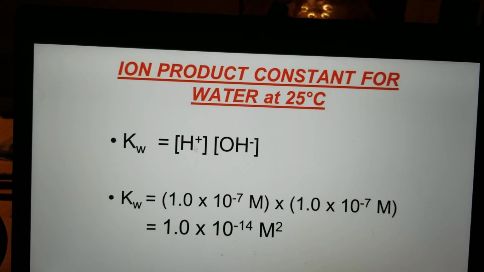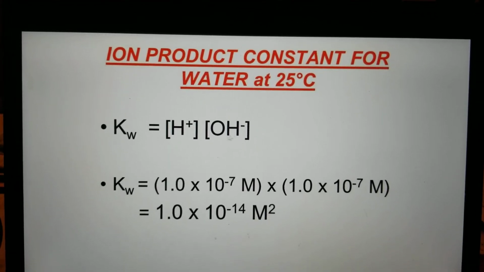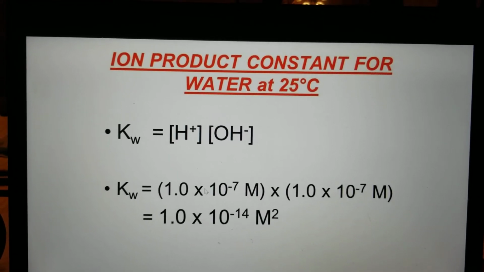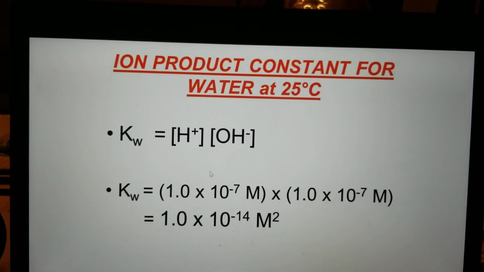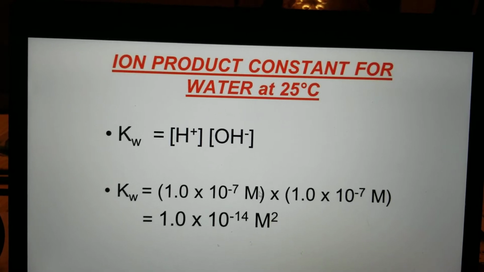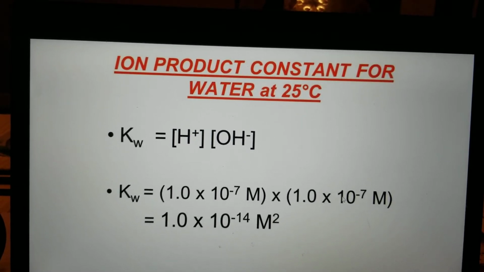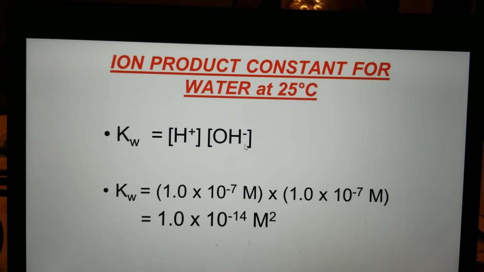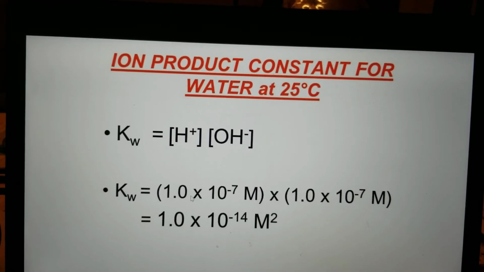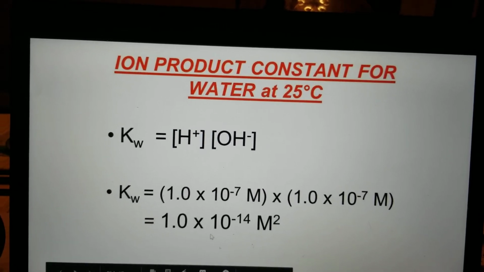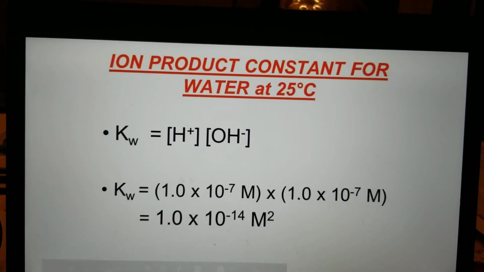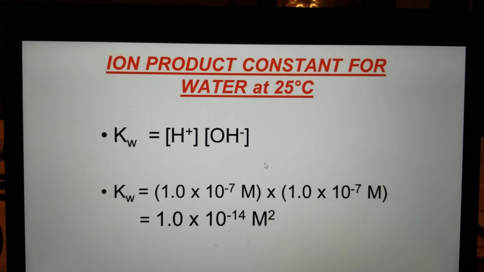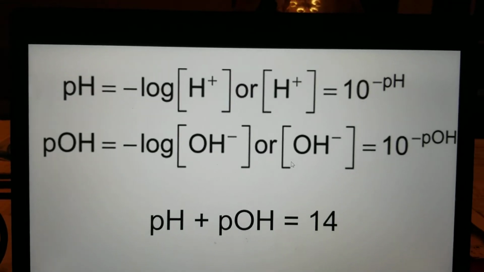This is the acidic ion. This is the basic ion. Multiply them together. This is what we have here: 1.0 times 10 to the negative 7 molar for the concentration of H plus, and 1.0 times 10 to the negative 7 molar for the concentration of OH minus. And the total is 1.0 times 10 to the negative 14 molar squared. Again, this is the value of Kw. You can use that when you're doing your calculations, which is where we're moving next.